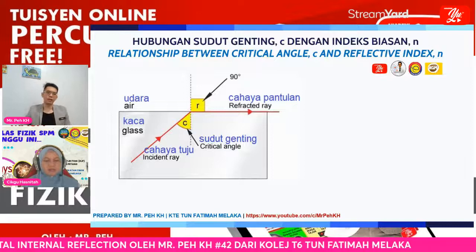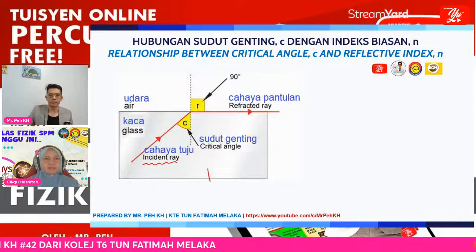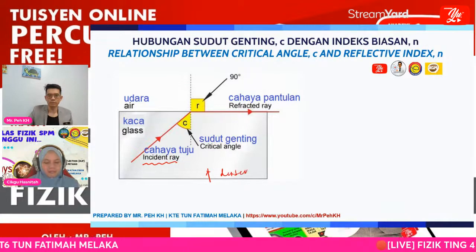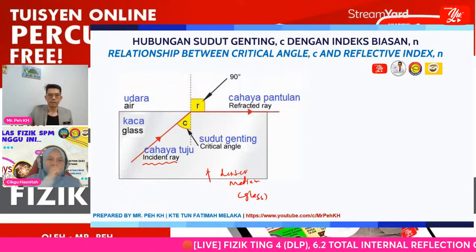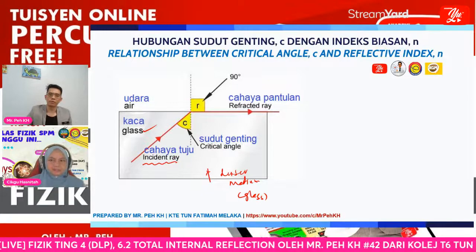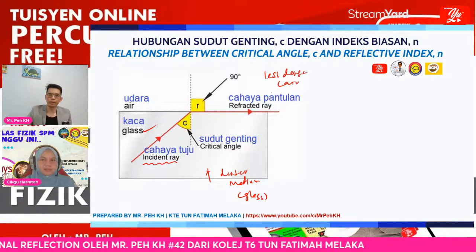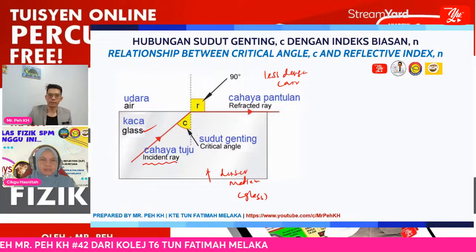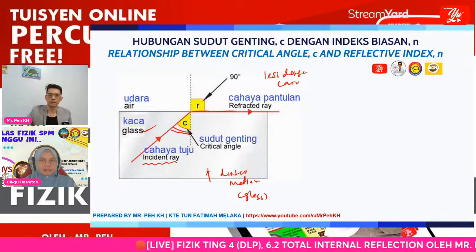Basically, the incident ray will be from a denser medium, which can be glass, and then it passes through a less dense medium. So here will be A. And then the critical angle will be the incident angle, which is C, when your refracted angle is 90 degrees.